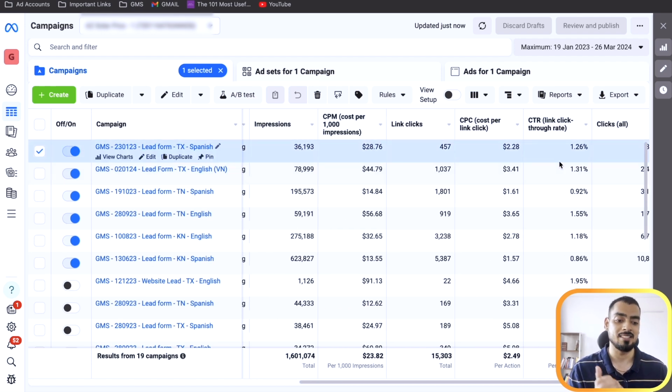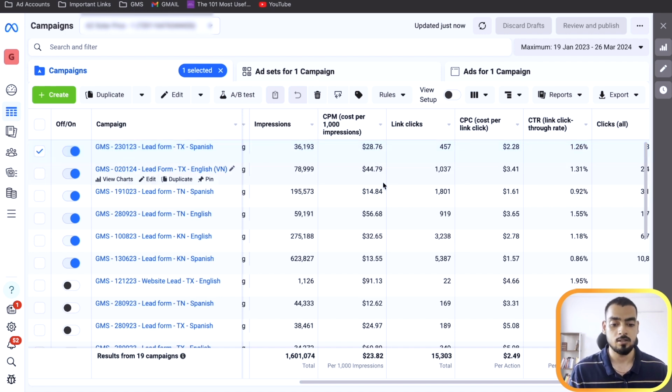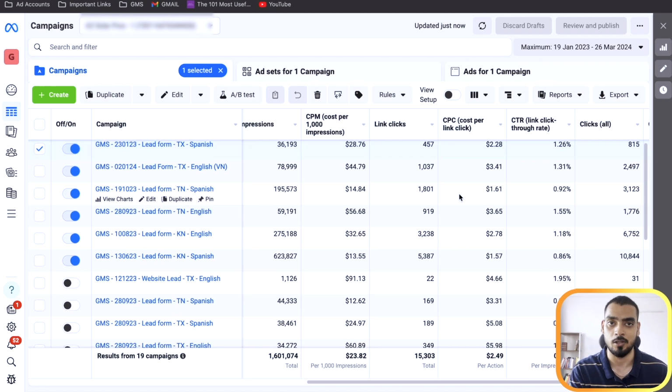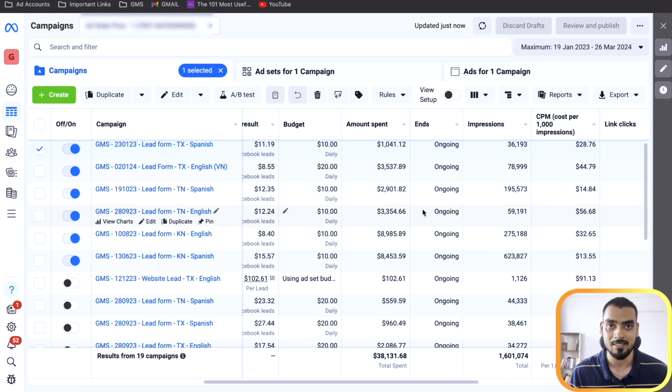If your CPC and CTR are looking good and you're still not getting good results, that means there is something wrong with your lead form. Because we have had cases where we had really amazing CPC, amazing CTR, meaning people were clicking on our ads, but they were not submitting the lead form. So what we did is we changed the lead form, we made it simple, and we saw a huge improvement in our leads.